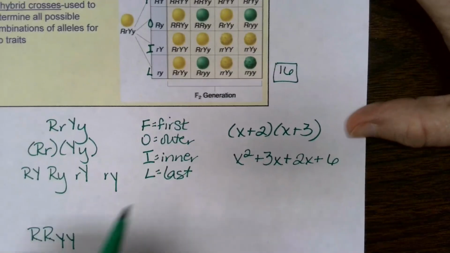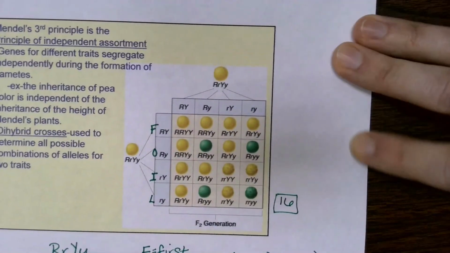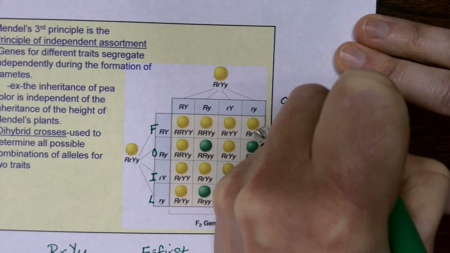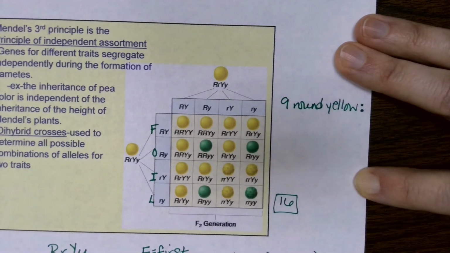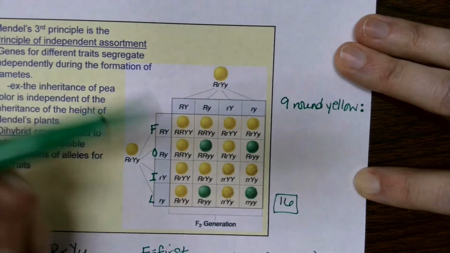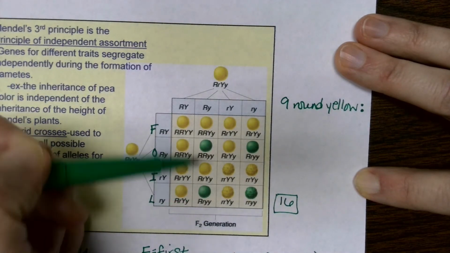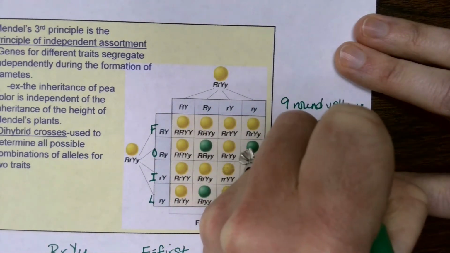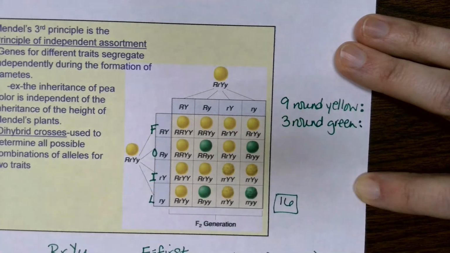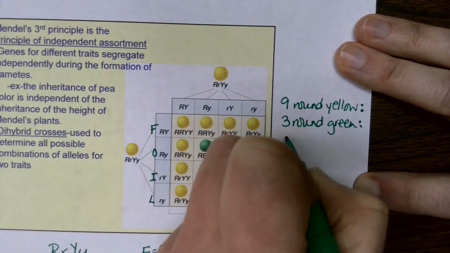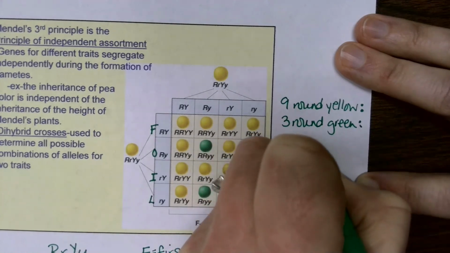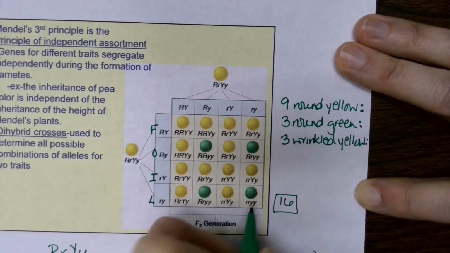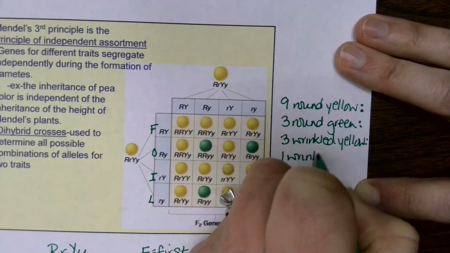In that little triangle, let me see if I can write it here instead so we can still see it. So we're going to have 9 round yellow. I'm just going to have to write them on top of each other. Okay, so then let's take care of all of our round offspring and get rid of them so we don't have to think about them anymore. So then we're going to have 3 round green. So we're done with round. Then we're going to have 3 wrinkled yellow, and 1 wrinkled green.